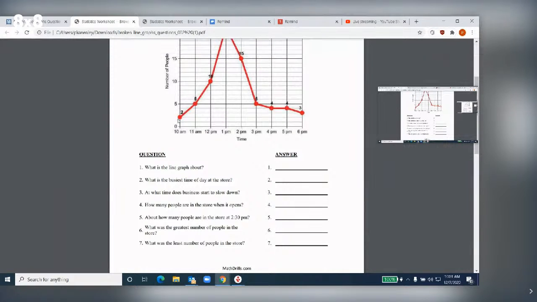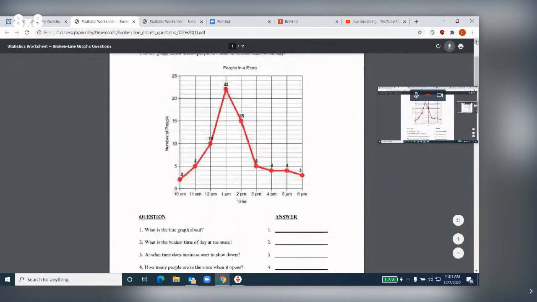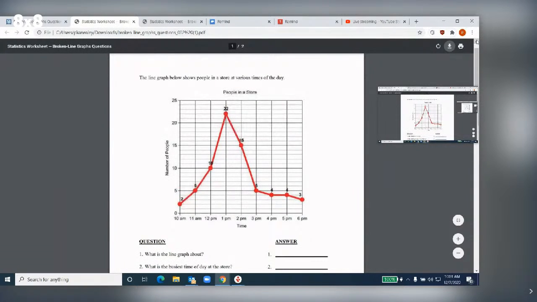And that makes sense. Okay, so just to recap here, the first thing you want to do when you see a graph is always look at the title. And this title shows people in the store at various times of the day. Then you want to look at the X and Y axis, the one going up, number of people in the store. That's everything on the left side. And on the bottom, the times that people are in the store. Okay, let's do one more here.